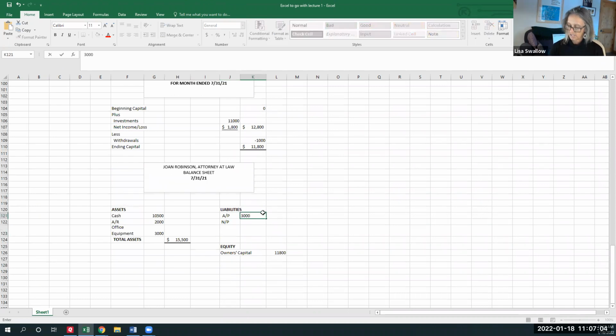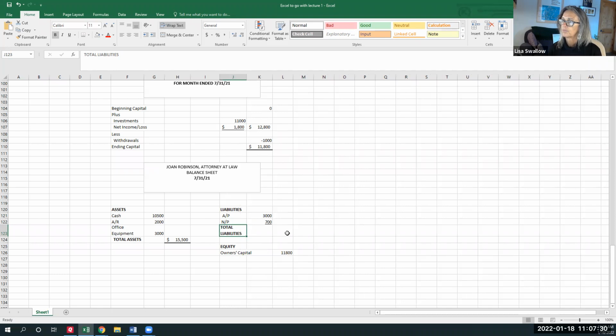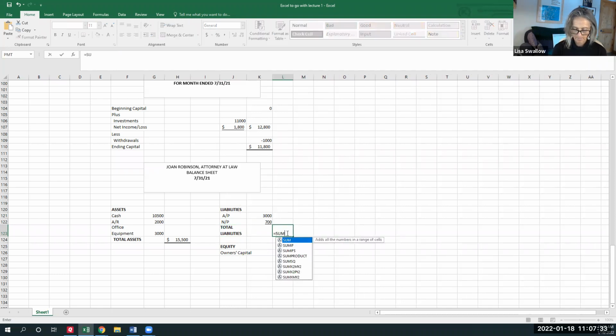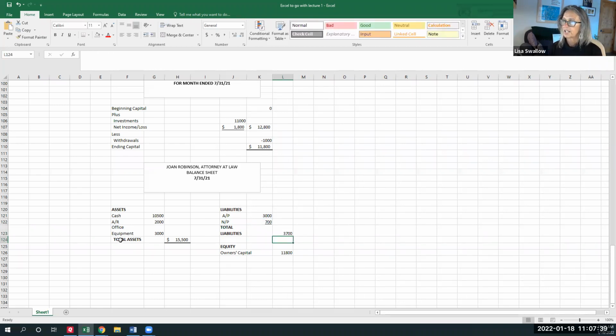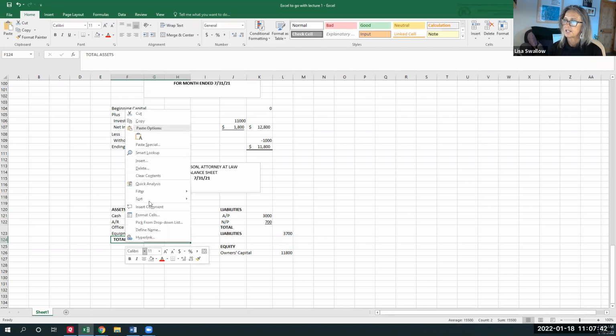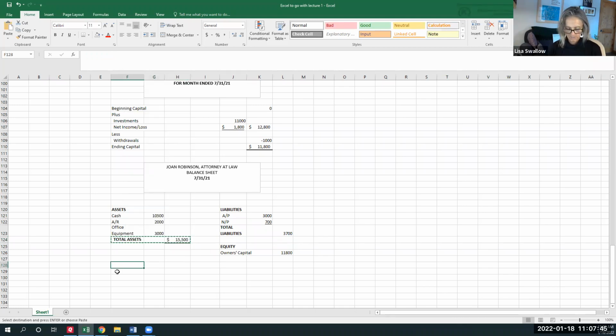So I'm going to do a little column to the left here because I've got to subtotal them, right? And then my total liabilities are these two numbers. And now the moment of reckoning, I guess I should put this down here so it's easier to see. Right next to each other.